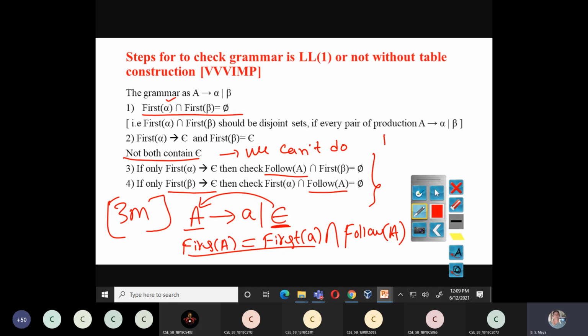If the condition is like this, B derives epsilon. What is the formula for this? First of B has epsilon. How to write it? You take the head of the production, follow of B, intersection with first of beta. First of beta is first of B. The first symbol you got, you have to write.